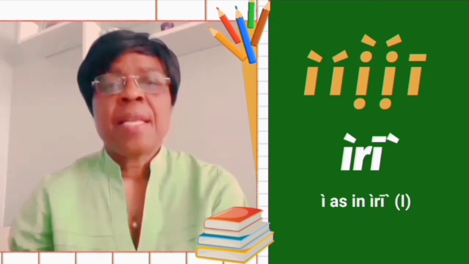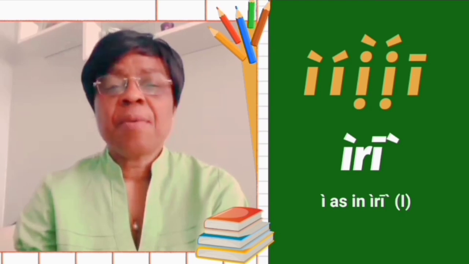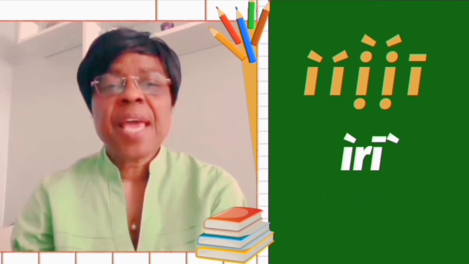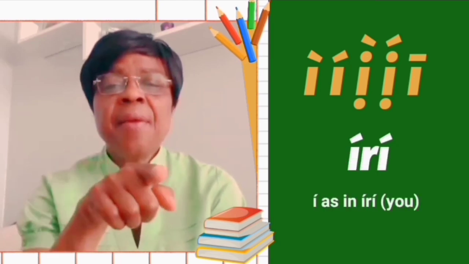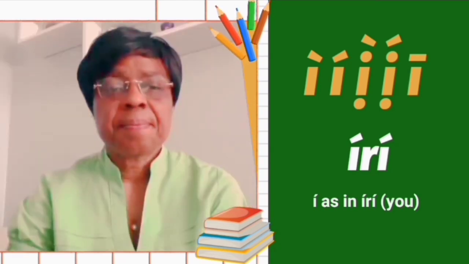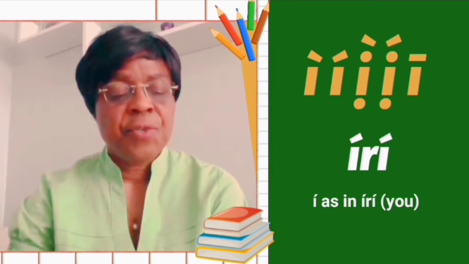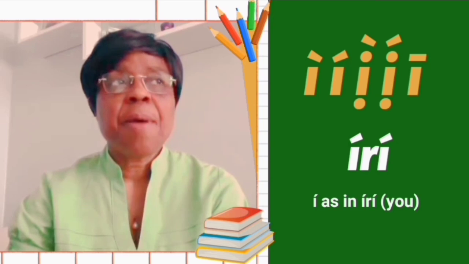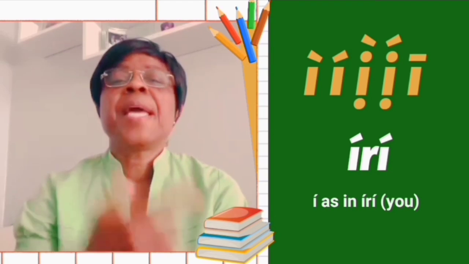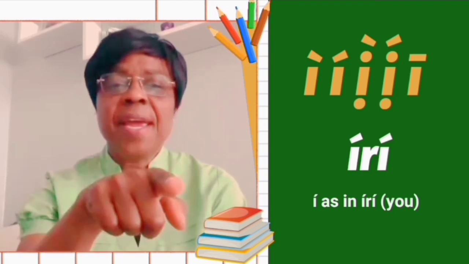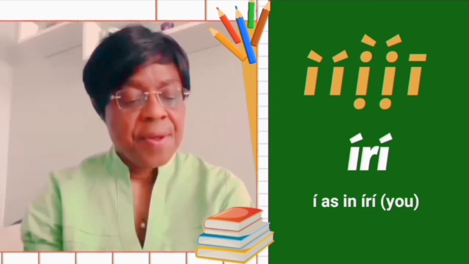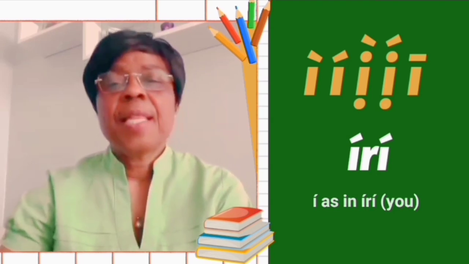The diacritics rise when we talk about the second person singular, you. And it becomes ere. To remember it, you can point at yourself and your neighbor. Ere, ere. Very good. We'll move on to letter O now.